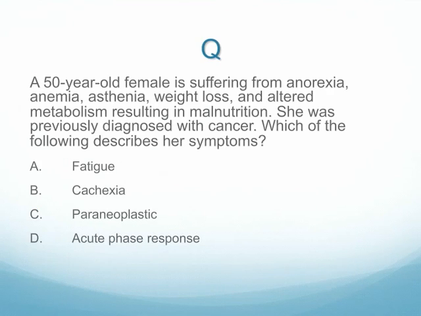So we have here a 50-year-old female who's suffering from anorexia, anemia, asthenia, weight loss, altered metabolism, all resulting in malnutrition. She was previously diagnosed with cancer. Which of the following describes her symptoms? A, fatigue, B, cachexia, C, paraneoplastic, or D, acute phase response? Well, the correct answer is B. This is a good example here of cachexia.